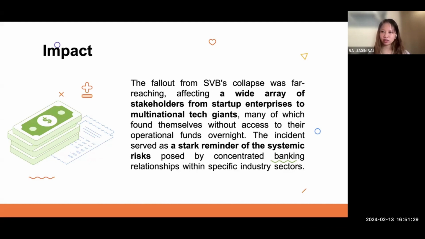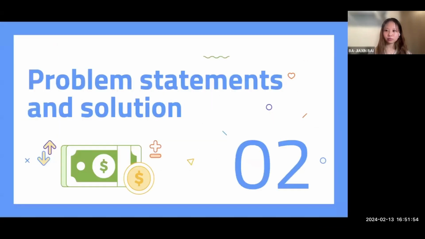Among all these stakeholders, many found themselves unable to access their operational funds overnight. What a really ridiculous situation. So this incident served as a stark reminder of the systemic risks posed by a bank's concentrated relationships with specific industry sectors.